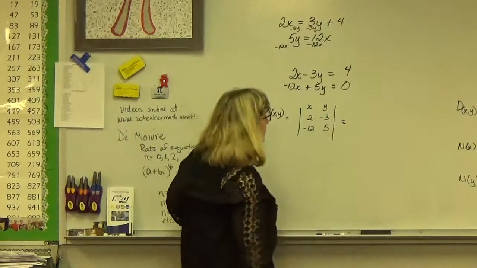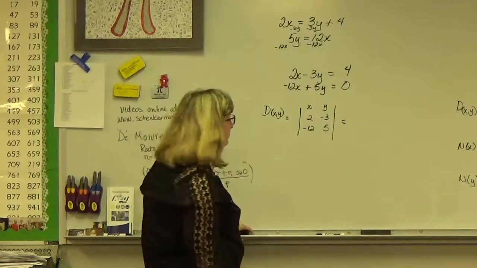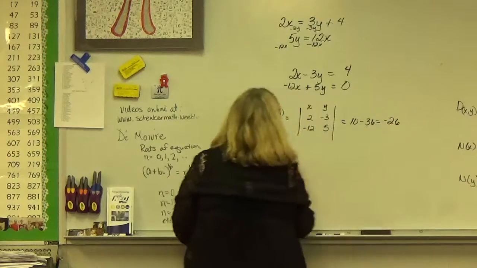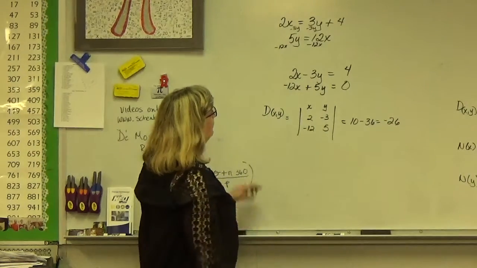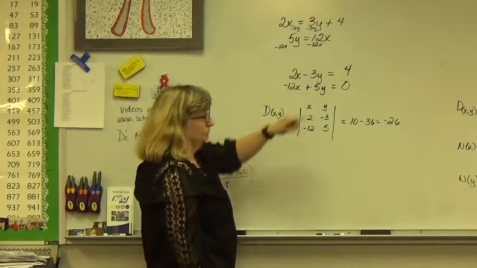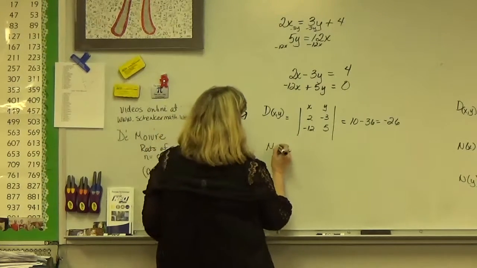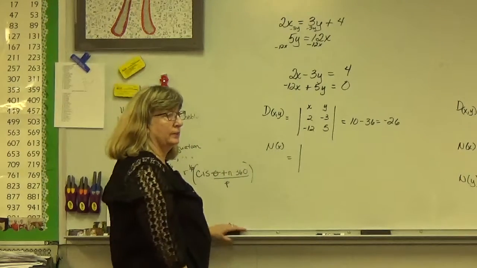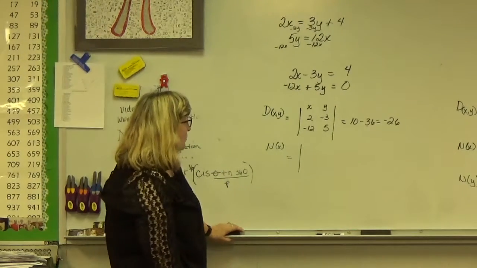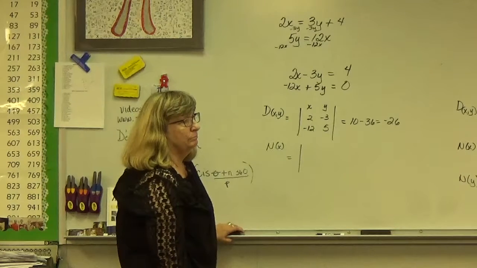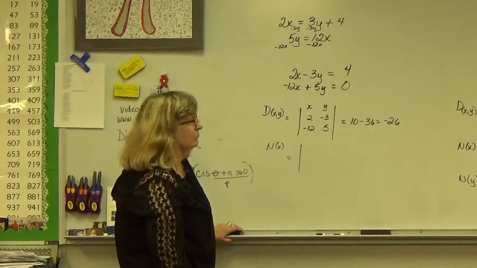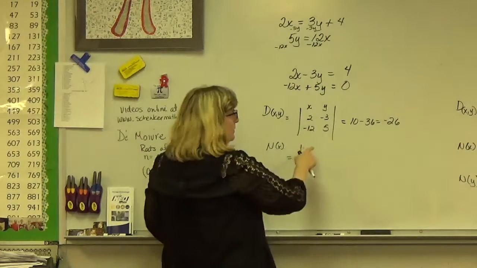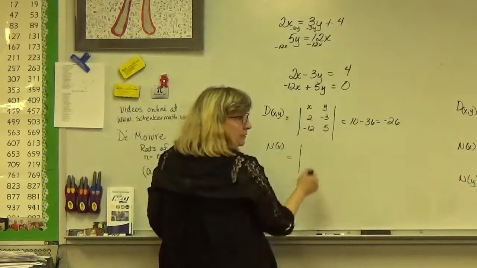Okay, Nick, can you evaluate it? 10 minus 36, and negative 26. Was that 5 not negative? Our 5 was just a regular 5. Numerator for x. Aaron, what do we have to do to set it up? Change it to the constants. Okay, so the x column now becomes a constant, so that's 4 and 0 that go in that place? Yes.